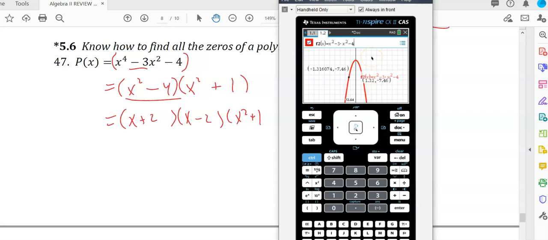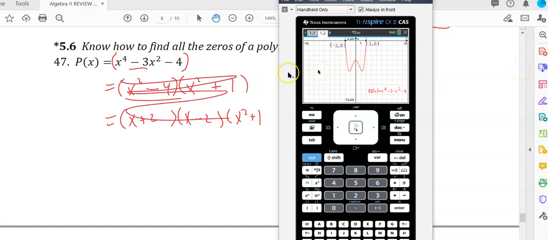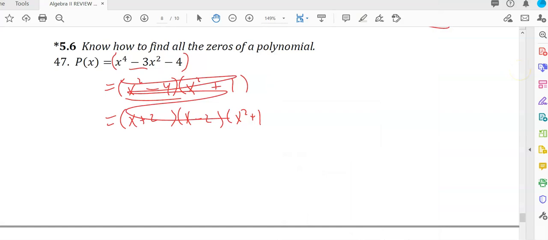X squared, x to the fourth. Boy, I really did not type this in right. Okay, now we're looking good. Okay, so if you see, that's a 0. Oops, that's a 0. So we do have solutions at 2 and negative 2. So you can forget this. You don't need that. I don't think we learned how to do that. We have learned how to do this.